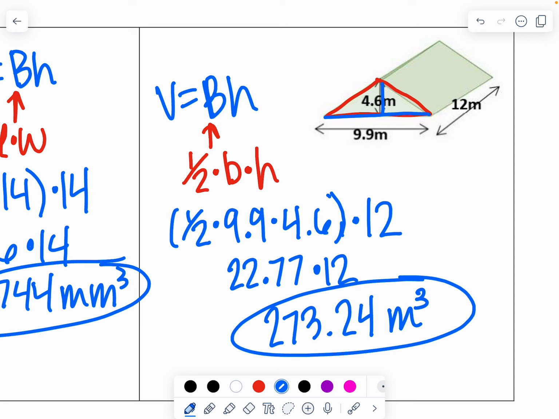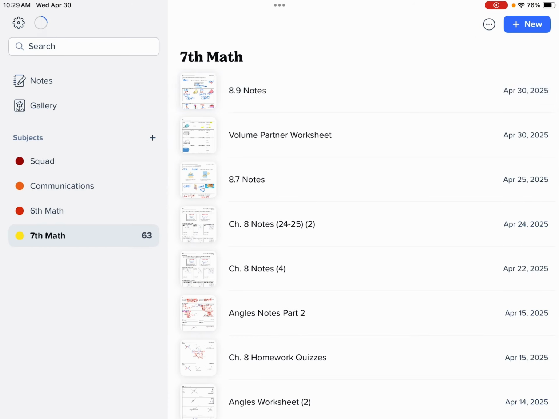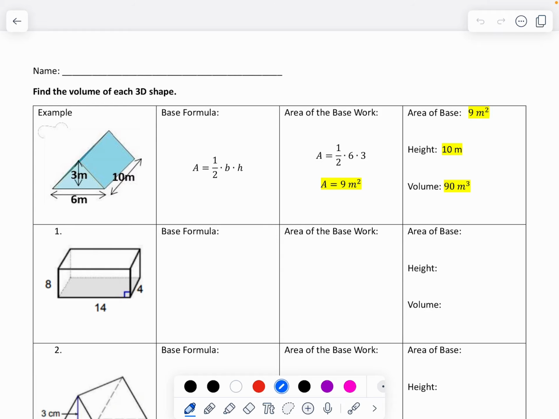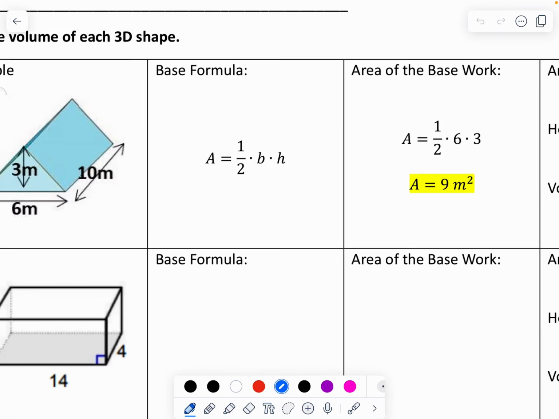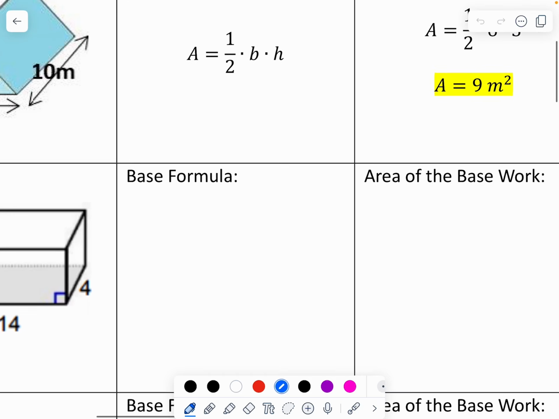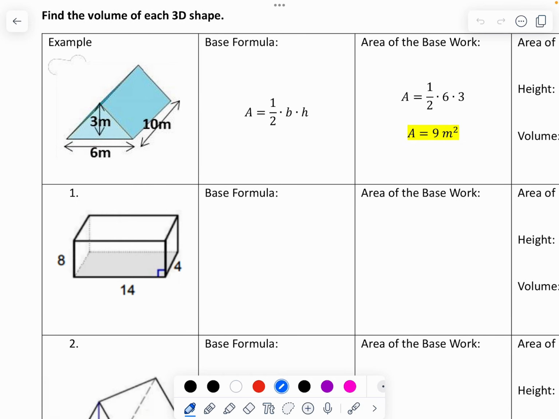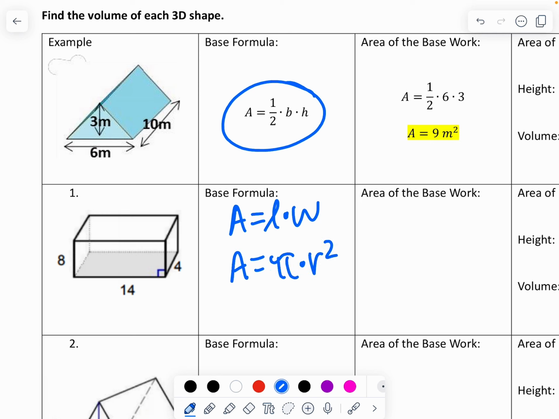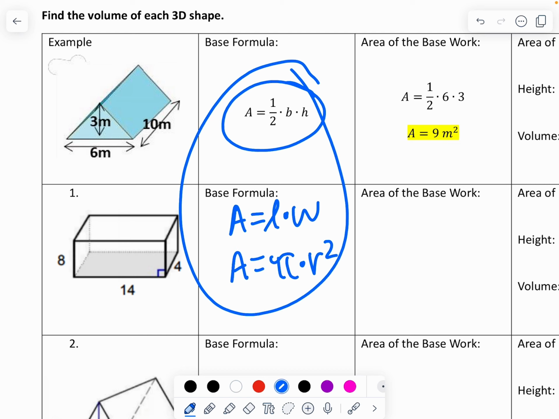So now you're going to work on a partner worksheet. If you want to work by yourself, you can. It's up to you. But your partner worksheet is going to look like this. There's 10 problems. I have an example done for you. Notice that it says base formula. So you are not going to put the formula as V equals capital B times H. That is not the formula to find the base. The formula to find the area of the base is either A equals 1/2 times base times height, like this one, or it's length times width, or it's A equals pi times r squared. Those are the three options for this column.